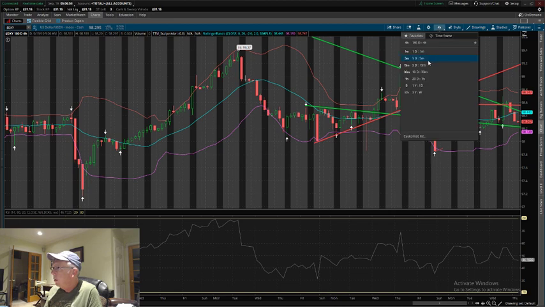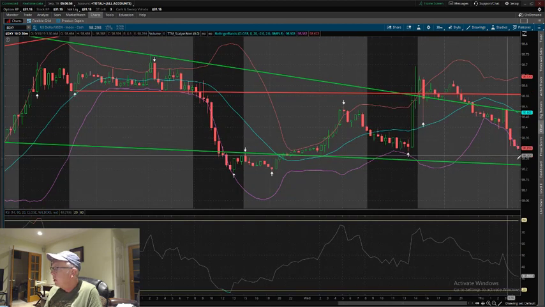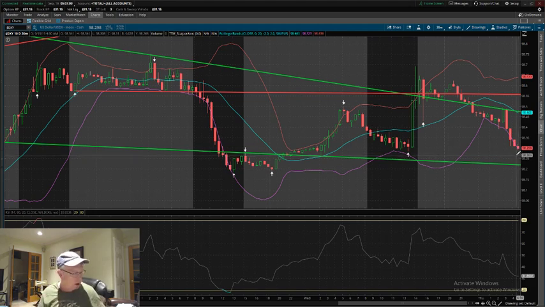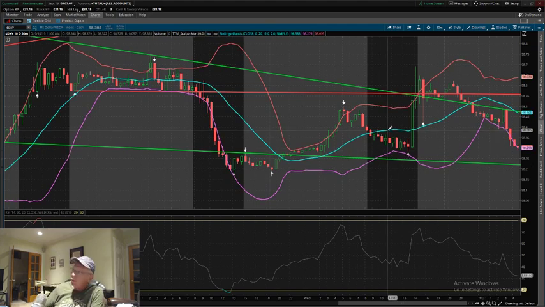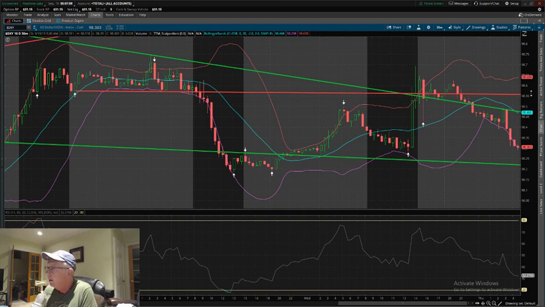Let's drill down here a little bit. 30-minute chart. Yeah, we're becoming oversold on a 30-minute basis. We're a bit oversold here. I would expect a rally back in the next few minutes.